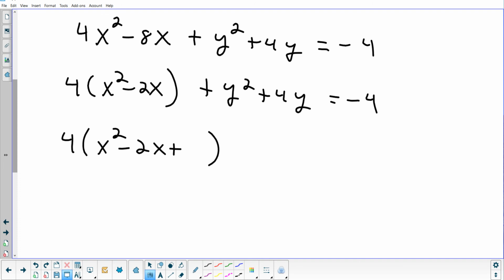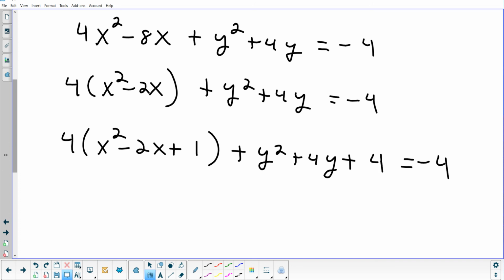What am I going to add here to complete the square? 1. You take half of this number and you square it. Half of it is -1. Squared is 1. What am I going to add here to complete the square? Yep, half of this is 2. When you square it, you get 4.